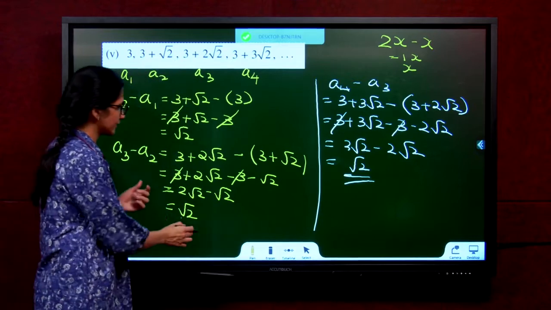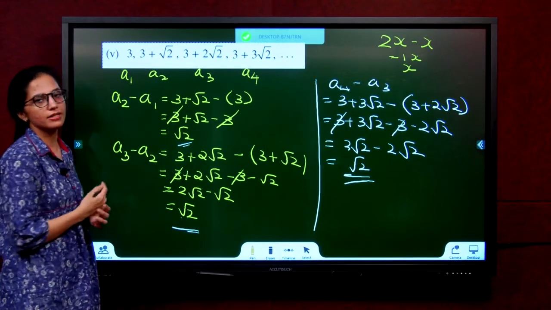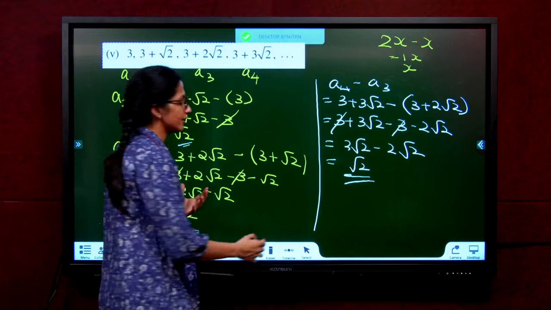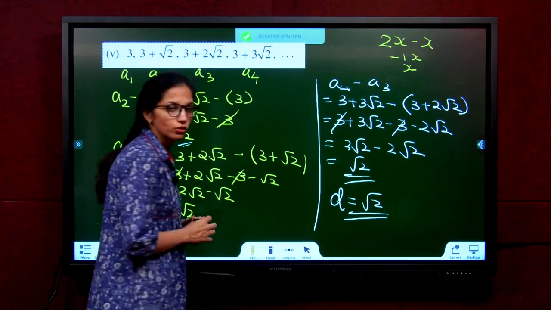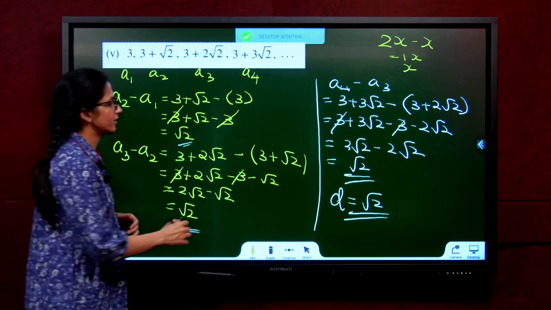In all the cases you can observe the same common difference. Therefore, yes, it is an AP and the common difference is root 2. You have to find the next three terms now.